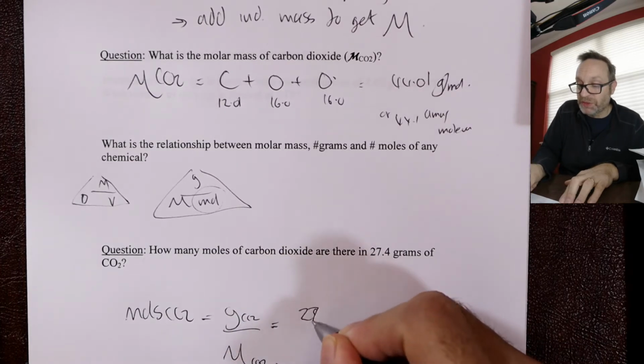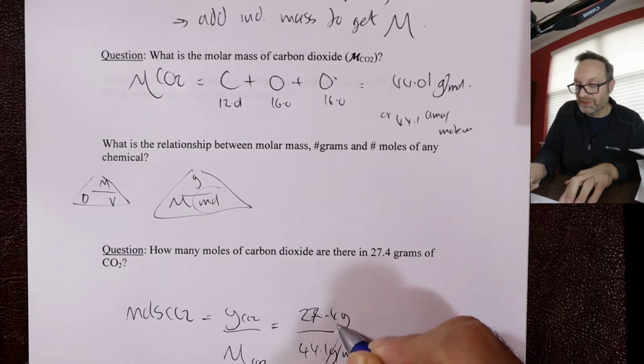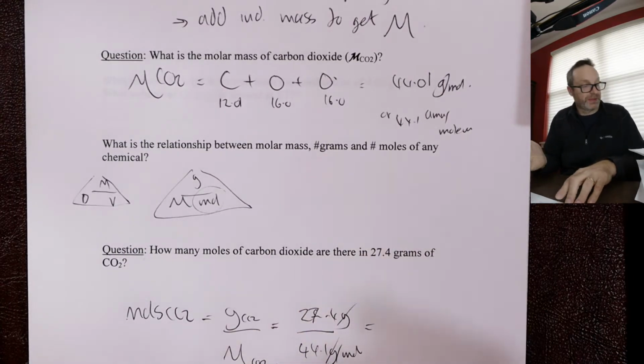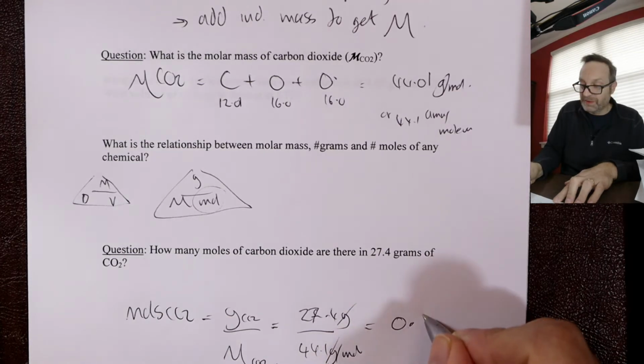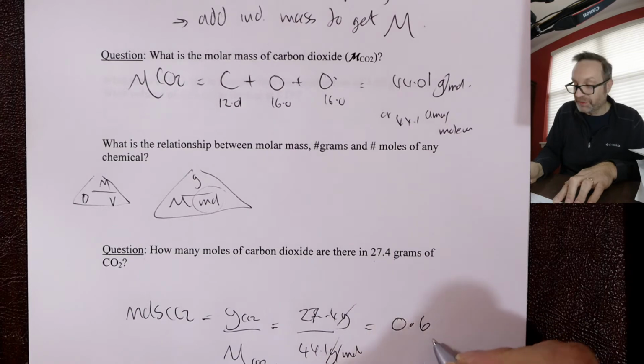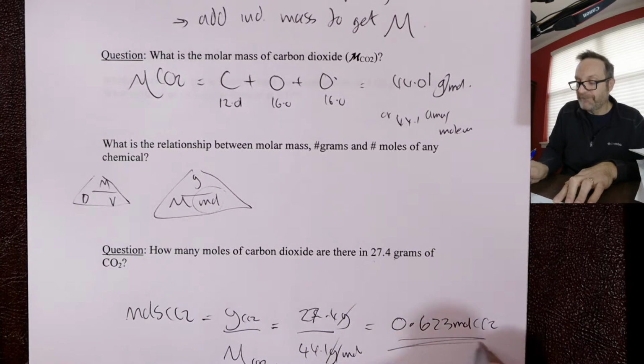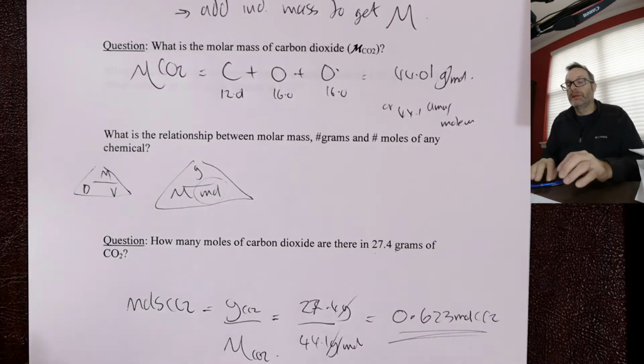Grams, 27.4. If you want to do a chain, you can. Over, we set up there, 44.1 grams per mole. Leave the units in because look, they cancel. 1 over something is the something. Let's look at the number on the side here. How many sig figs? 3 there, so 0.622 mole, 3 sig figs, moles CO2.